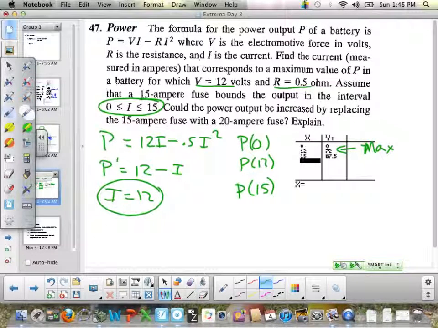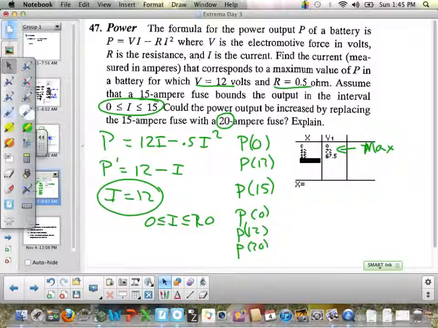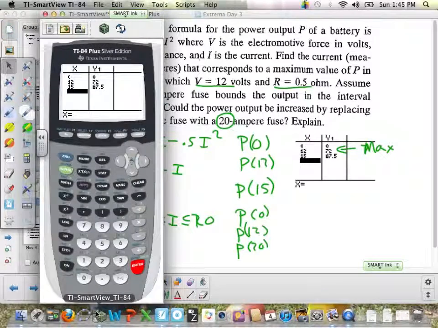Can I increase power by increasing my interval from 0 to 15? All right. Oh, I'm sorry, from 0 to 20. What that means is we need to do the same problem over again. This time, my interval is from 0 to 20. Well, the critical number is not going to change. All that's going to change is my endpoints. So here I need to check 0, 12, and 20 and see what my power is. All right? So the only thing that's going to change is that last endpoint.